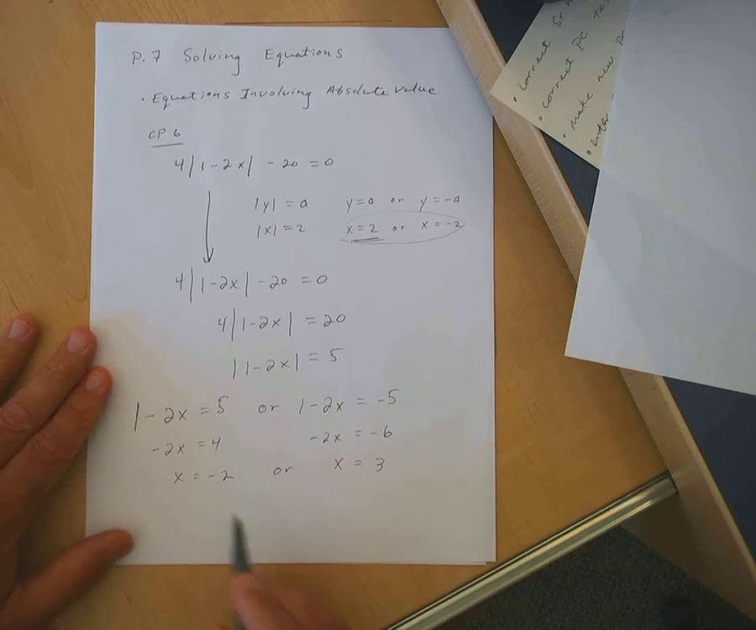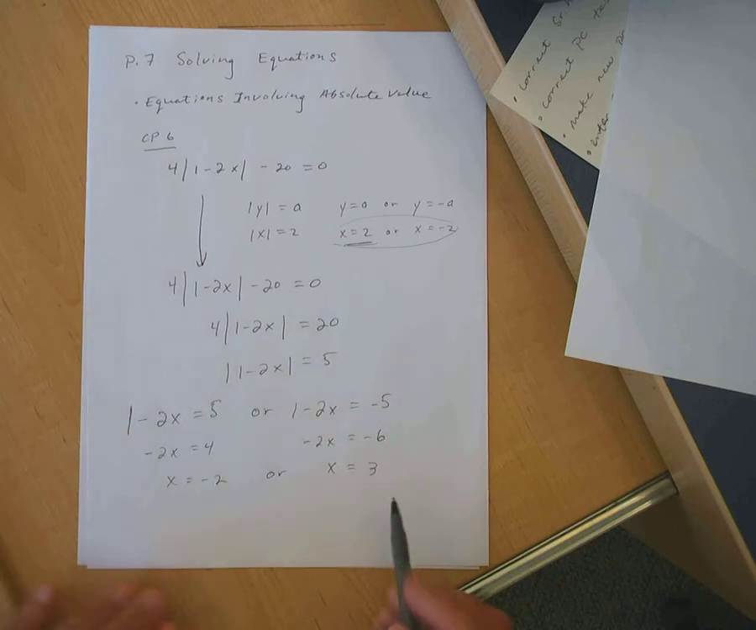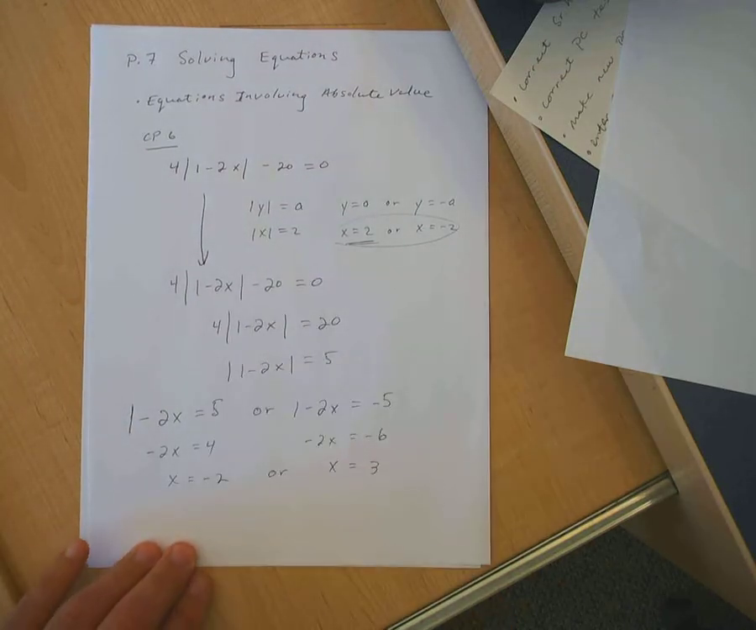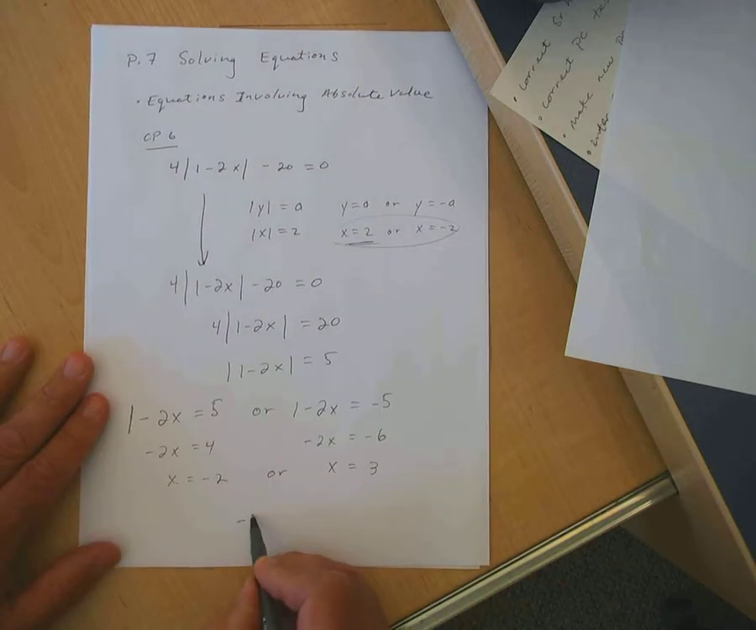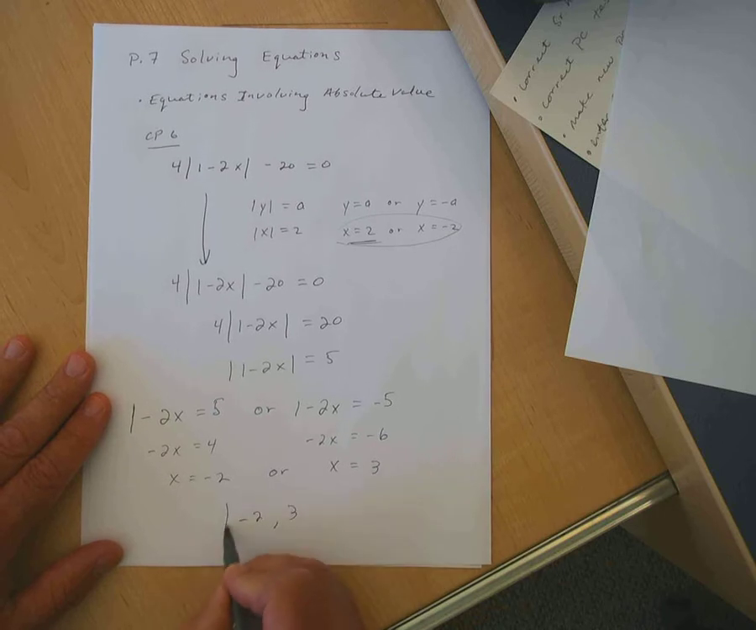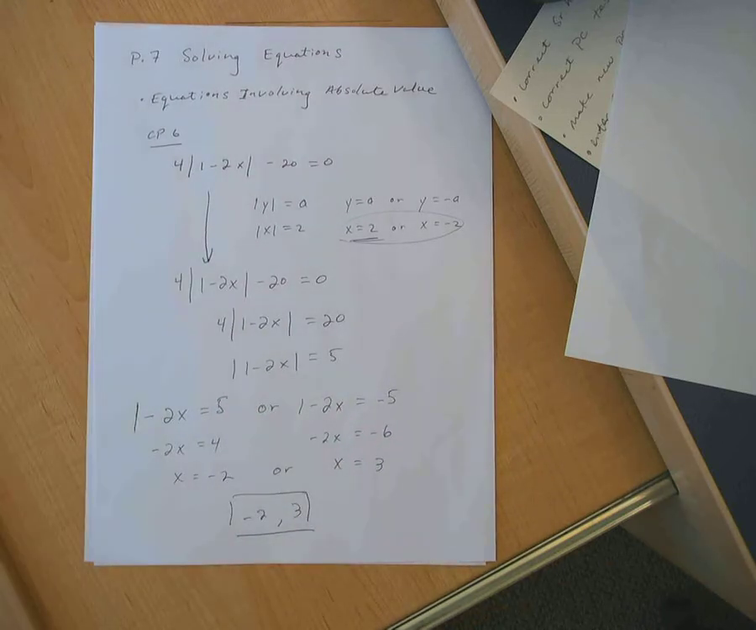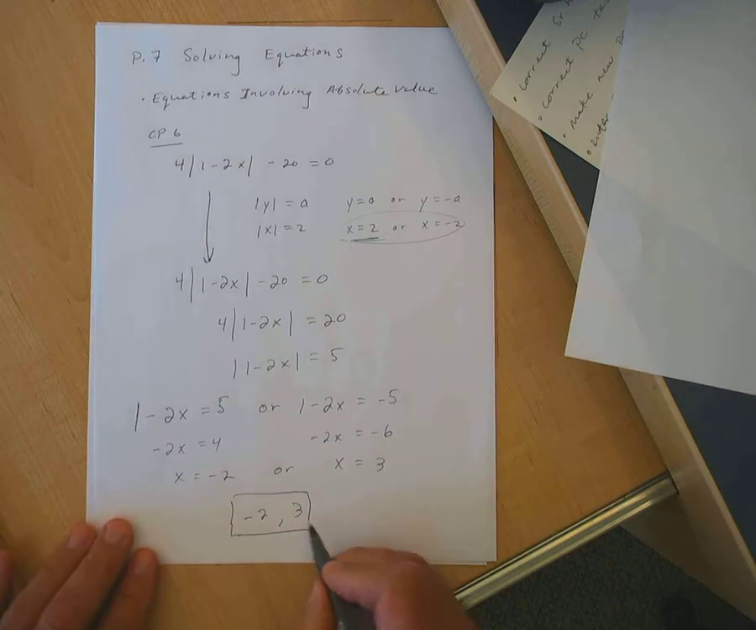Okay, so we have two answers here. And if you plug 3 in, you'll find that it also works. So our answers are negative 2, and 3 also works. Two solutions, which happens most often when you have absolute value in an equation like this.